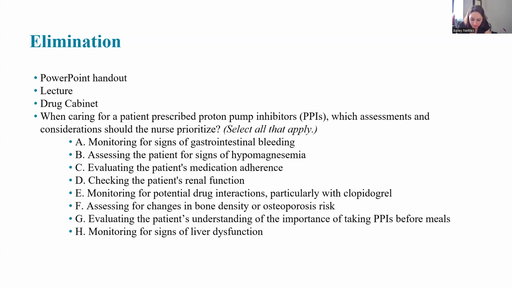All right, elimination. So now we have a drug cabinet, okay? We have our peptic ulcer, our peptic disease medications, and we have our constipation, antidiarrheals, antiemetics, and IBS, okay? When caring for a patient prescribed a proton pump inhibitor, what assessments and considerations should the nurse prioritize? Select all that apply. Should you monitor for signs of GI bleeds?